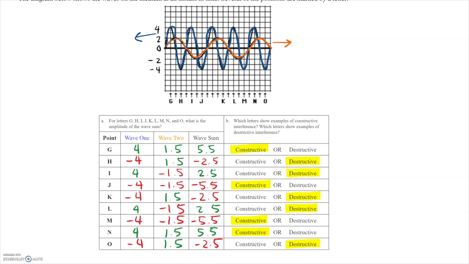I just wanted to clarify that destructive interference means that there is a decrease in the amplitude as compared to the wave with the highest amplitude, and so let's go take a look at that. For example, for point H, the highest amplitude would be a negative 4, and the wave sum is lower than that, which is a negative 2.5. For I, the wave with the highest amplitude would be wave 1, an amplitude of 4, and the wave sum is 2.5, which is lower than that. And so it does not mean that the wave sum is lower than the amplitude of both of the waves, but rather it is lower than the amplitude of the wave with the highest amplitude. In other words, the wave sum has an amplitude that is lower than the wave with the highest amplitude.